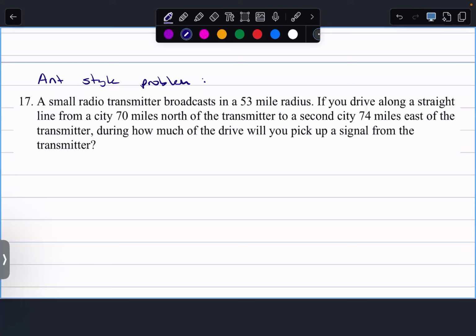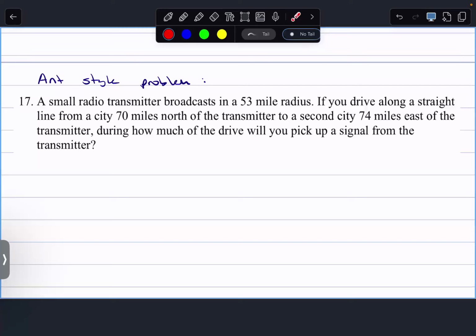I know that to you, maybe not until you've kind of worked through it, but the procedure is going to be the same. Okay. So a small radio transmitter broadcasts in a 53-mile radius. If you drive along a straight line from a city 70 miles north of the transmitter to a second city 74 miles east of the transmitter, during how much of the drive will you pick up a signal from the transmitter? We're going to think about it.